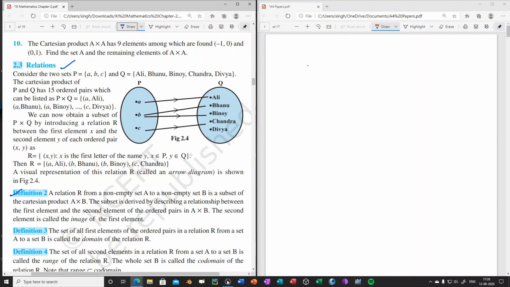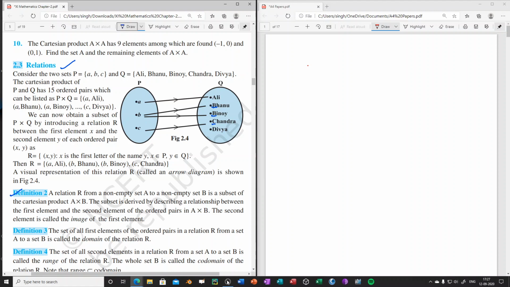So what elements will we get for that relation R? We can see that A is related with Ali. Why? Because the first letter of Ali is A. Similarly, B has a relationship with Bhanu and Binoy, because the first letter of Bhanu is B and the first letter of Binoy is B. So that is why B is related to both Bhanu and Binoy. Similarly, C is related to Chandra, because the first letter of Chandra is C. So what relation do we get? Therefore, R equals the collection of all ordered pairs (A, Ali), (B, Bhanu), (B, Binoy), (C, Chandra). So this is a relation.